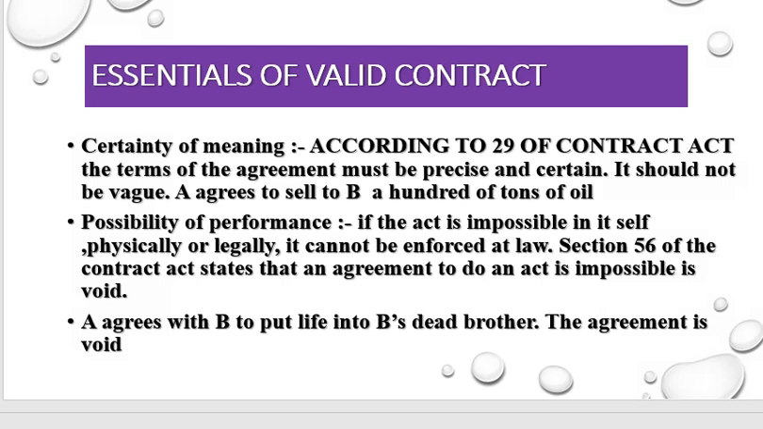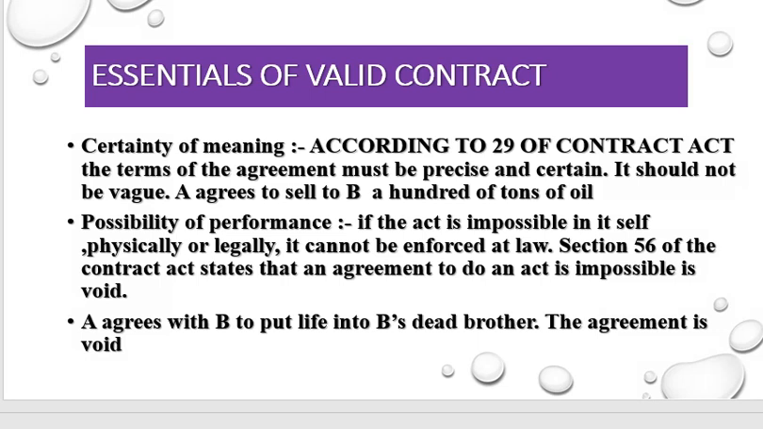Certainty of meaning. According to Section 29 of the Contract Act, the terms of the agreement must be clear and should not be vague. Vague means not clear. A agrees to sell B 100 tons of oil. So here it is not clear which type of oil he wanted to sell. If A deals in one category of oil, then it is okay. But if he is a dealer of many kinds of oil, then this is a vague agreement.